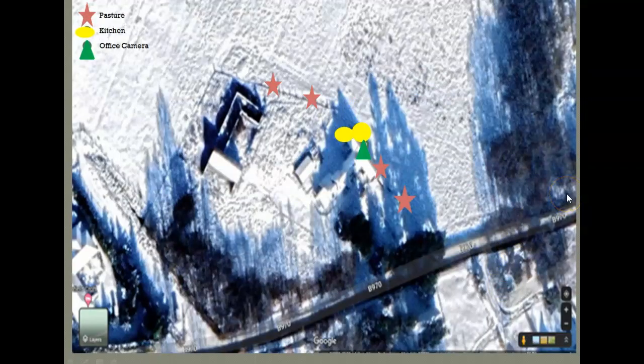This is a close-up map, so this is the homestead and the farm, and all of this area encompassing the buildings is the conservation area where the horses have access to. The 4 pasture cameras are 1, 2, 3, and 4, as labeled by the pink stars. The kitchen cameras are both side by side, 1 and 2, right outside of the house. And then the office view in the house is this one camera set up with the green triangle.